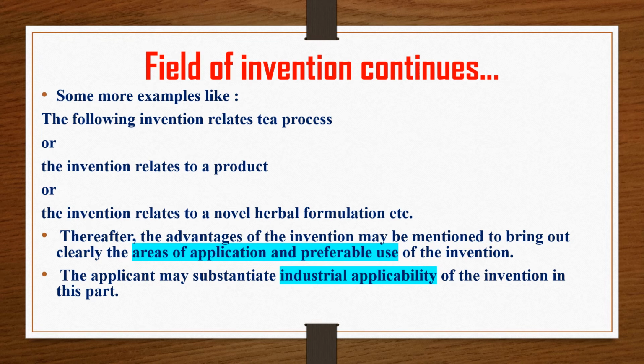Thereafter, the advantages of the invention may be mentioned to bring out clearly the areas of application and preferable use of the invention. So here the key phrase will be areas of application and preferable use. The next point is the applicant may substantiate industrial applicability of the invention in this part. That means industrial applicability should be given more emphasis.